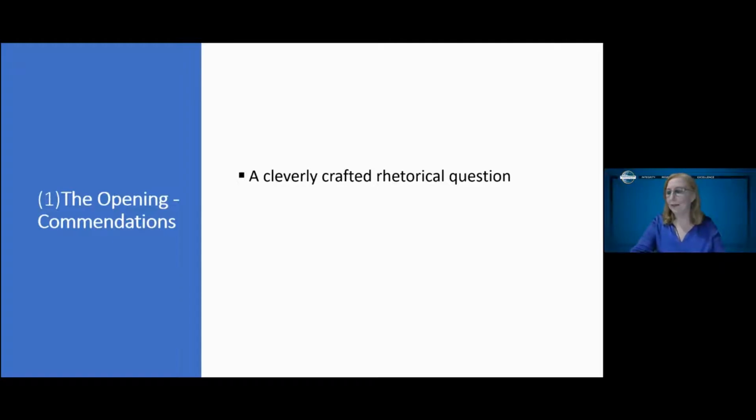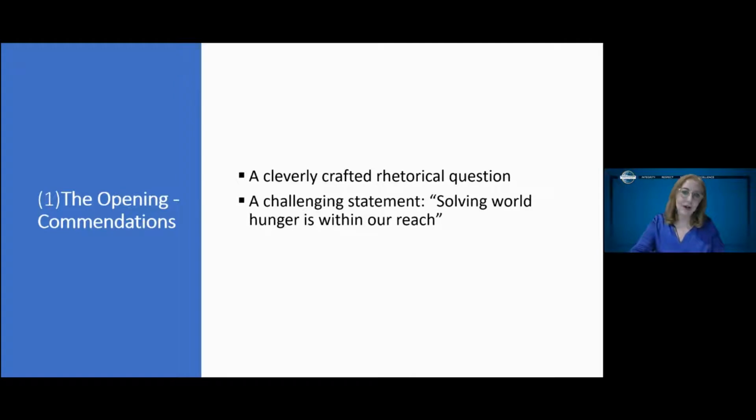A challenging statement: Solving world hunger is within our reach. That's a very provocative statement, because if it is within our reach, why do we have so many hungry people around? So that's really going to get the audience interested to start thinking, wow, if it is possible, how is this speaker going to develop this argument about solving world hunger? It makes us interested.